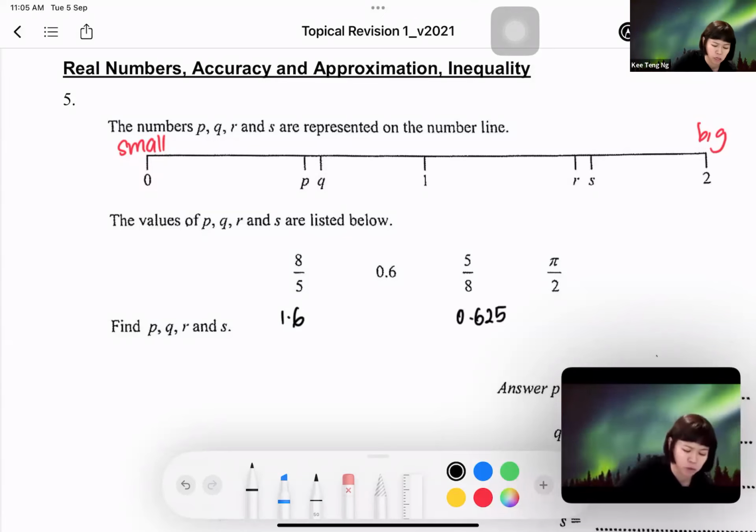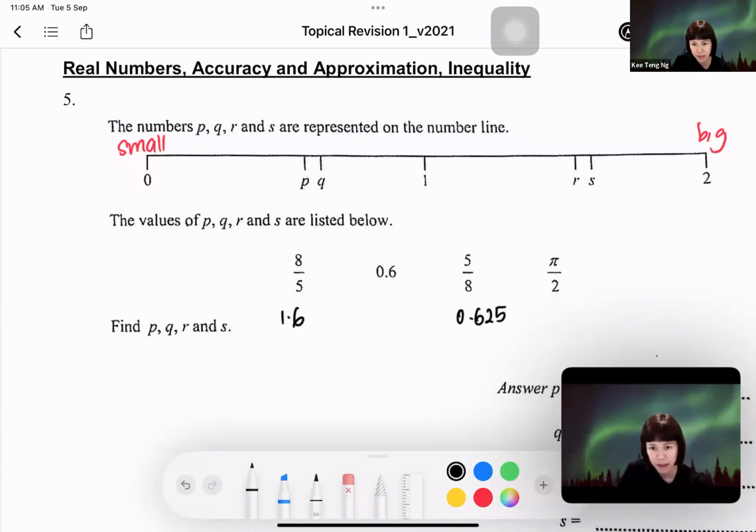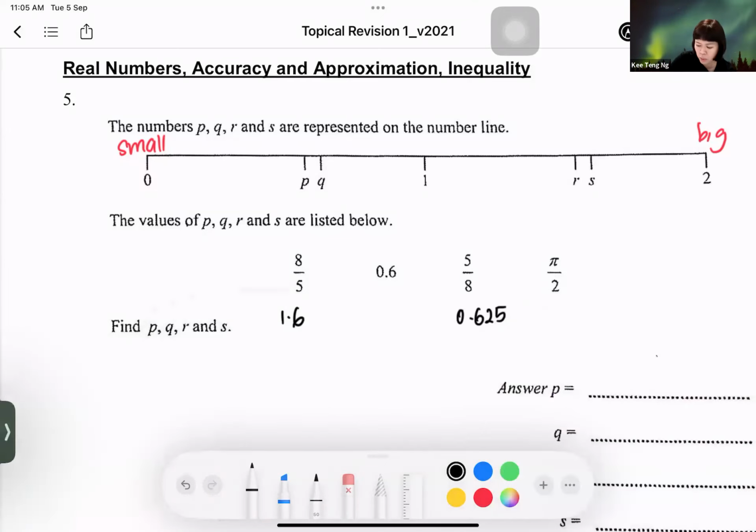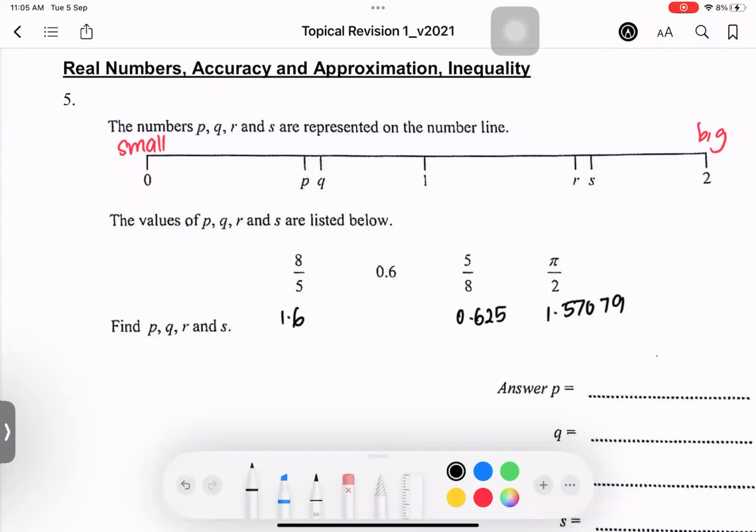You all know how to use your calculator to get a pi? Okay, so pi divided by 2 will give me 1.57079, and so on and so forth, right? So now let us rearrange this. Which one will be the smallest? P followed by Q, right? Which one is the smallest? 5 over 8 is the smallest. Are you sure? 0.6 is the smallest. Correct.